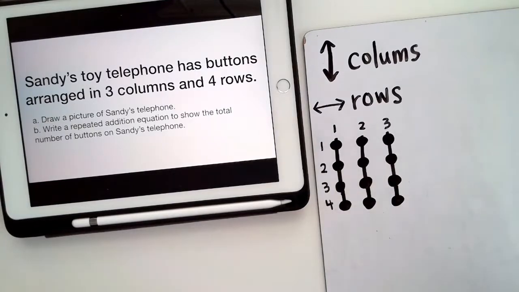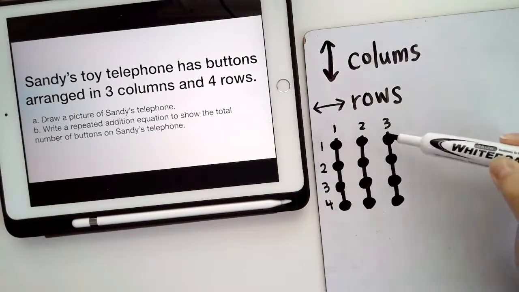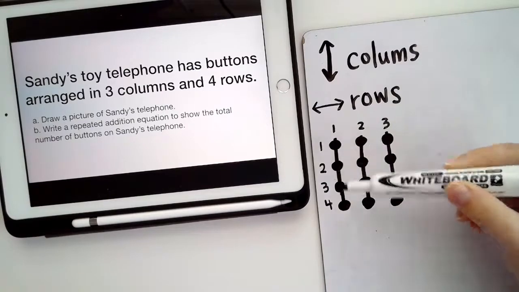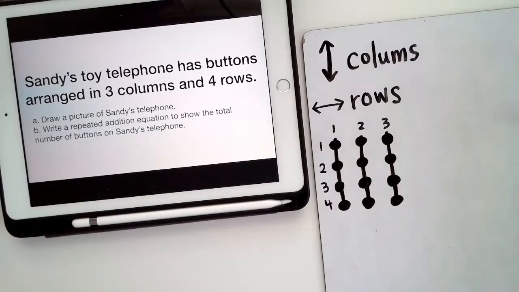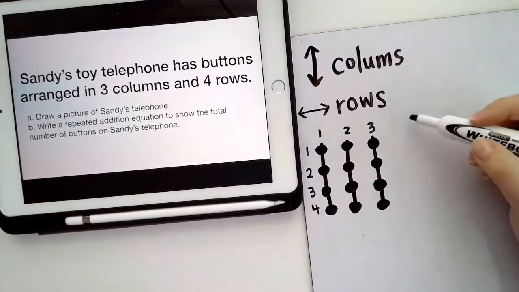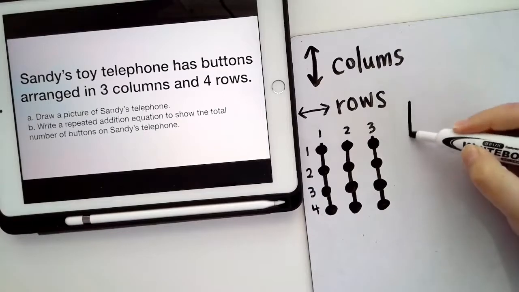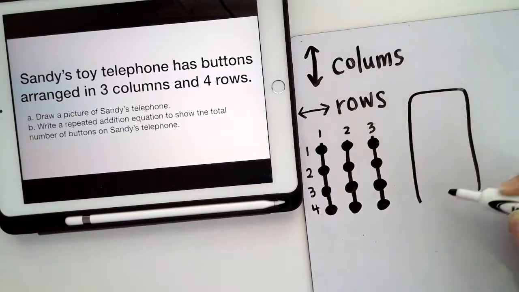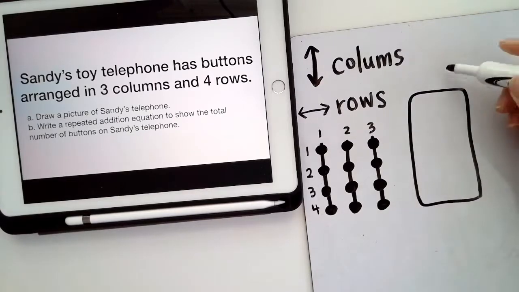So now that I have an idea of what the buttons will look like, there will be 3 in a row, and there are 4 rows. Now I'm ready to draw the phone. Let me scoot this over just a little bit. I'm going to draw the phone right here. Maybe this is kind of like an older phone. I'm just going to have fun with it.